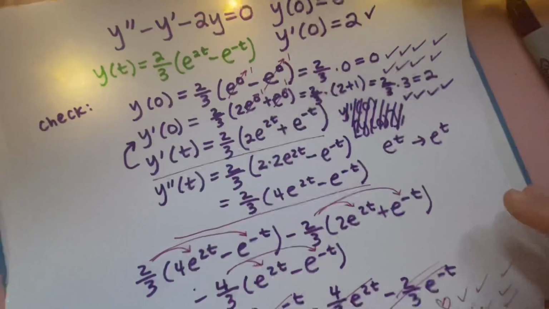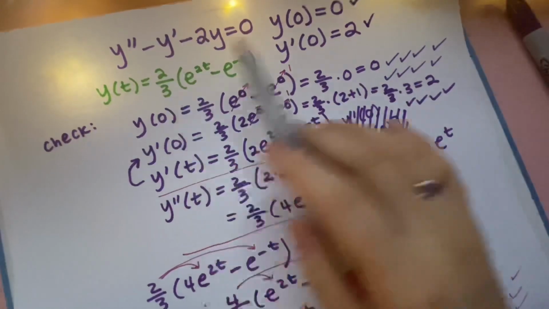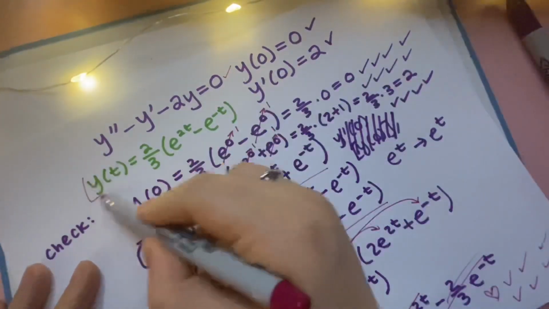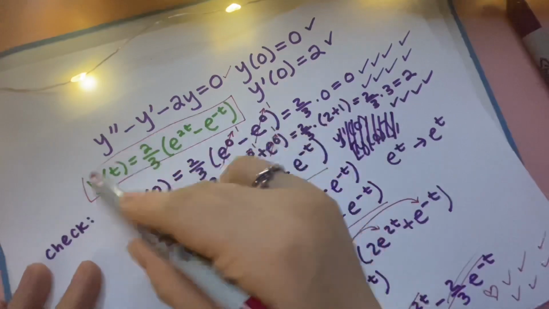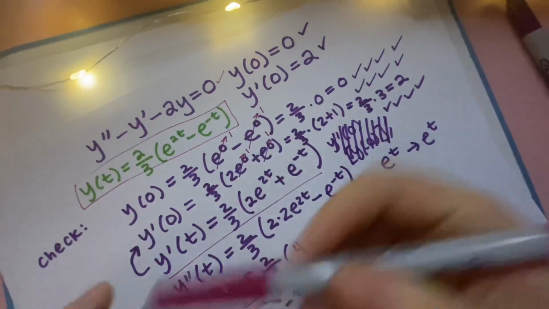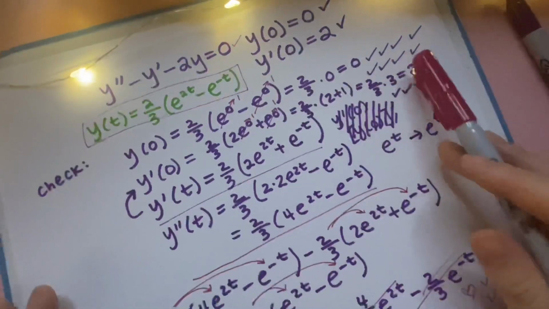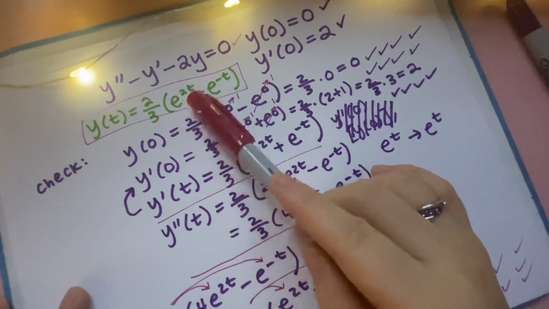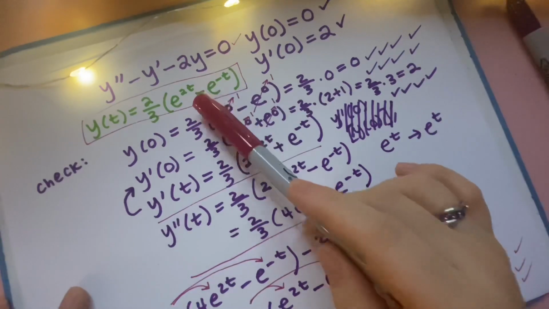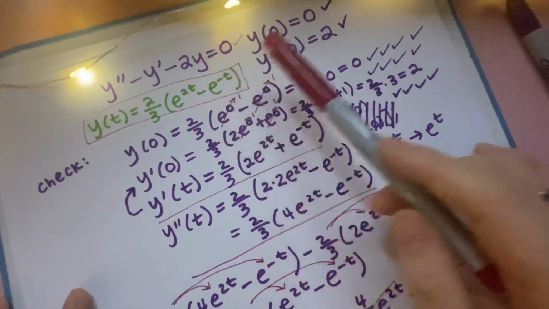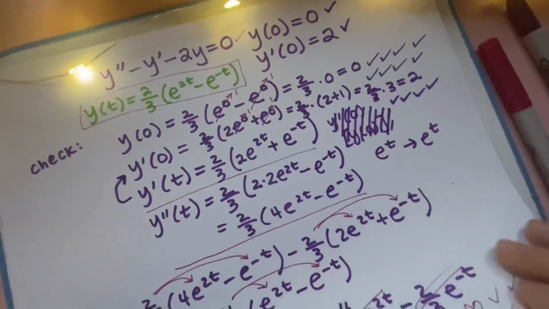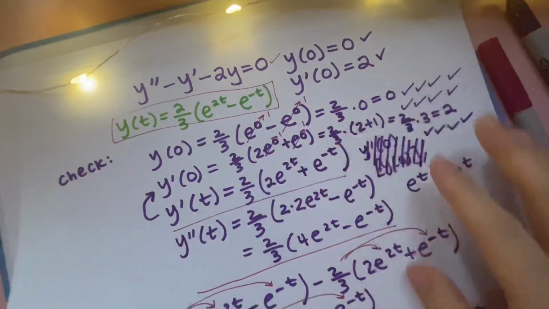Nice. So we have this function here. It satisfies our 2 initial conditions. It satisfies the original equation. So this is our unique solution. And without this, we would just have a general solution of the form c1e to the 2t plus c2e to the negative t. So we were able to get the 2/3 because of this.